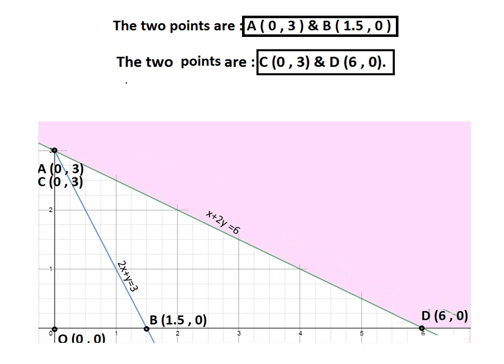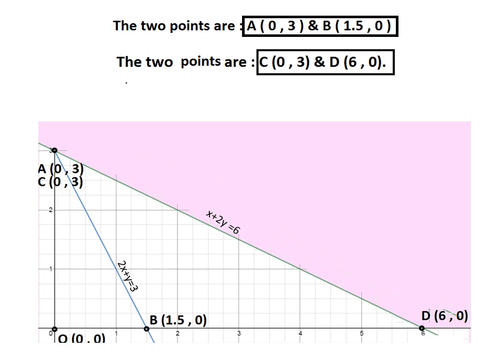Similarly, if you look at the line x plus 2y is equal to 6, again here also the inequality, if you consider, it does not satisfy the point O, that is the origin. Hence we again choose the side which is on the right upper side.